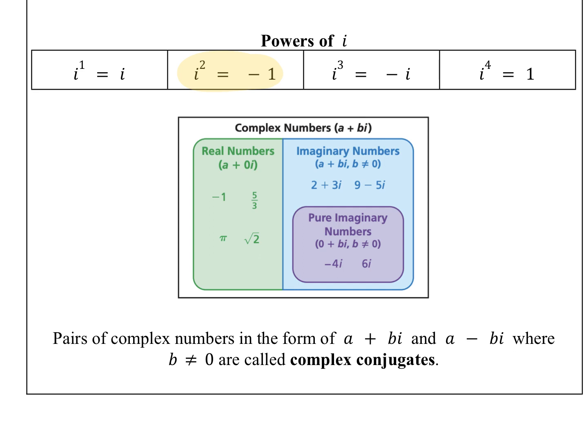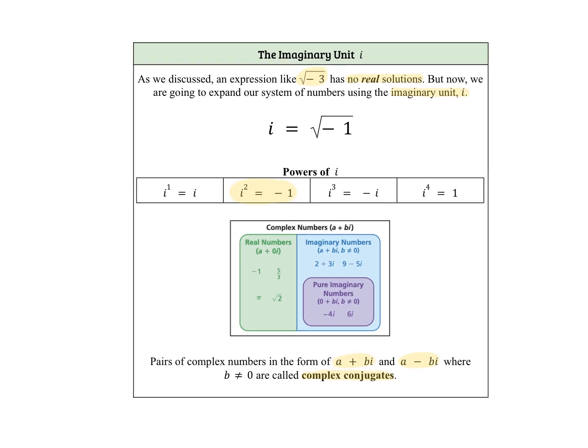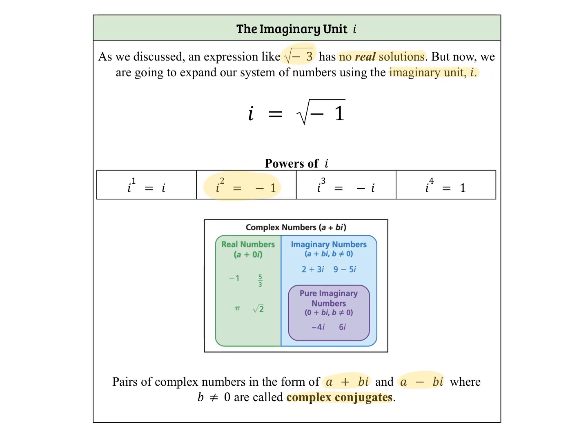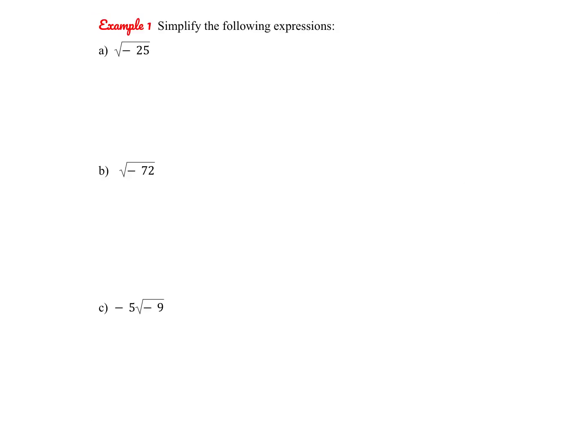And then we're also going to talk about this idea of complex conjugates today. Complex conjugates are pairs of complex numbers in the form of a plus bi and a minus bi. Essentially, you'll see that these middle signs are opposite, and b cannot equal 0. We'll talk a little bit about these today and what happens when we multiply complex conjugates.